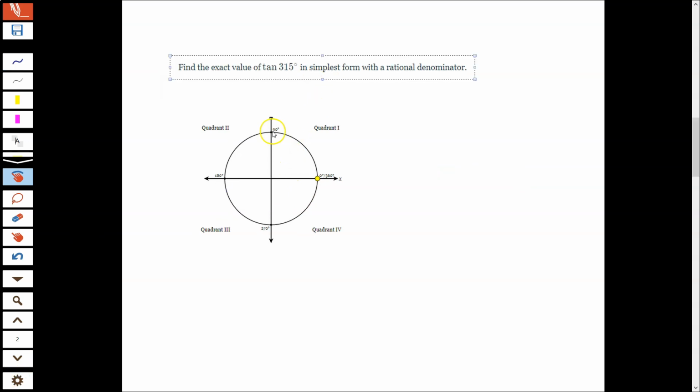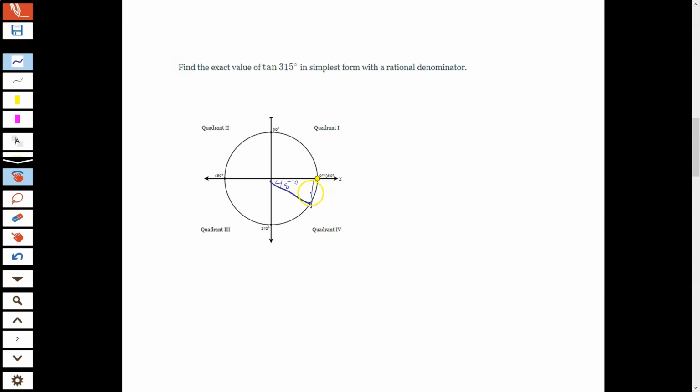Okay, tangent of 315 degrees. So for this one, we're going to go all the way around. So 90, 180, 270, and then 315 degrees is going to be somewhere in here, right? So I'm going to draw my angle. And notice now, 315 is just 45 degrees shy of 360, right? So as I drop this line down, we're going to get a 45 degree angle there. Okay, so this is really a 45 degree angle problem. And remember, 45 degree angles, I could look at my table, but they're 1, 1, square root 2.